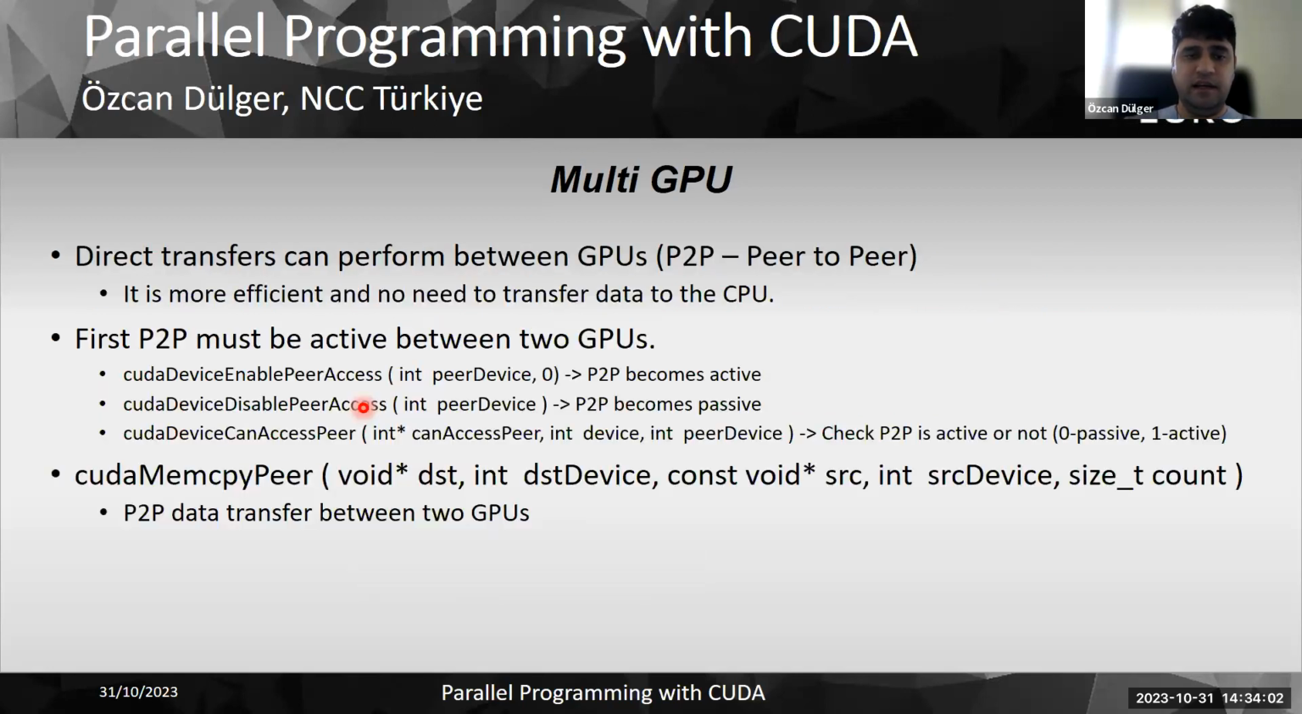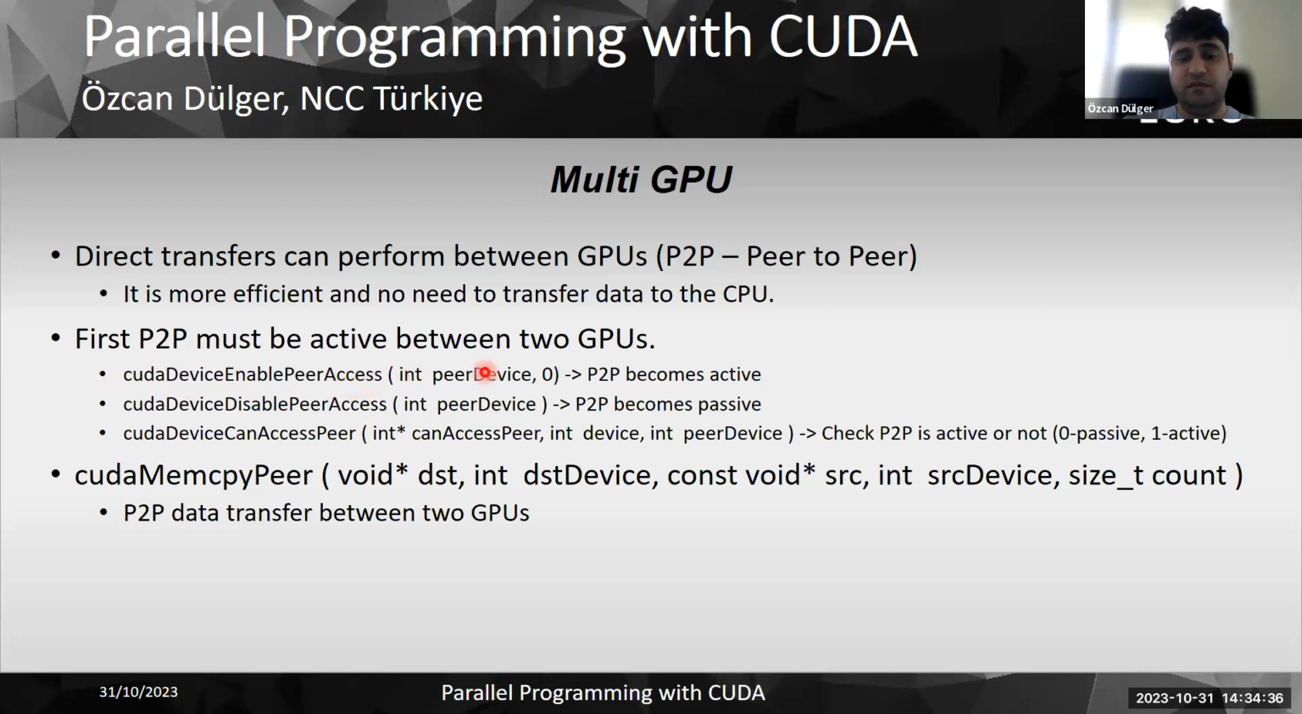And direct transfers can be performed between GPUs. It is peer-to-peer communication, and it is more efficient, and you don't need to transfer data to the CPU. And how can we activate the peer-to-peer communication between 2 GPUs? The most important thing is that it must be suitable for the hardware. We can use cudaDeviceEnablePeerAccess.